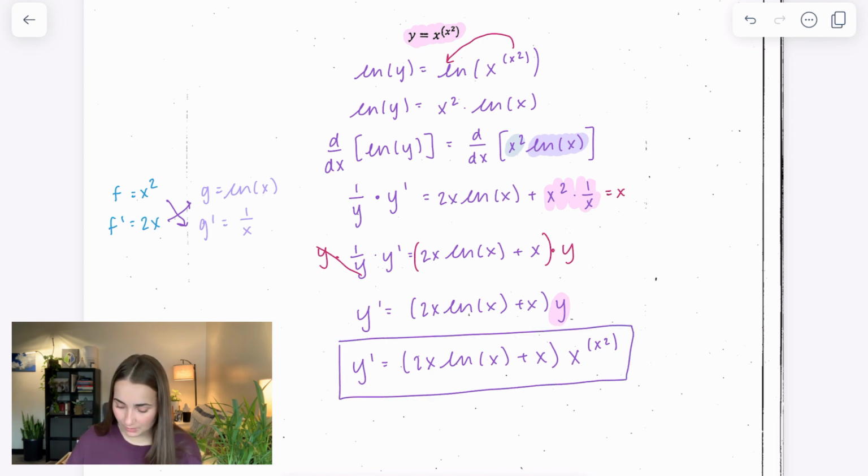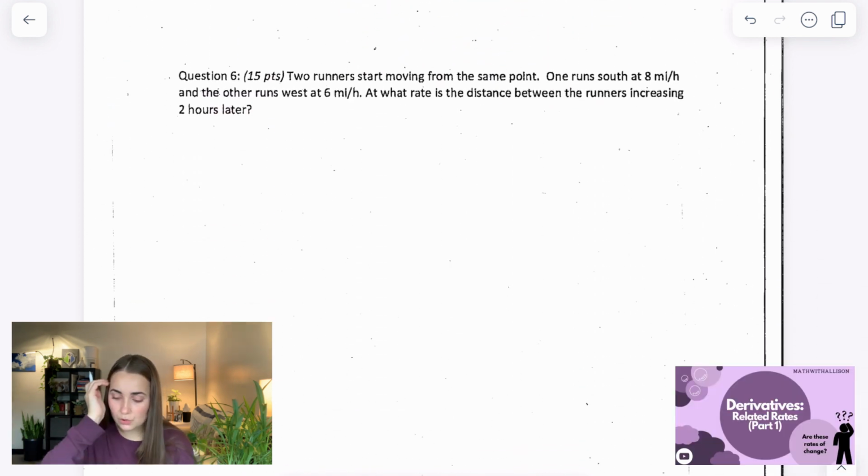Alrighty, we have one more problem here. Let's go ahead and look at it. Two runners start moving at the same point. One runs south at 8 miles per hour and the other runs west at 6 miles per hour. At what rate is the distance between the runners increasing 2 hours later? First, I'm going to go ahead and set up a diagram.